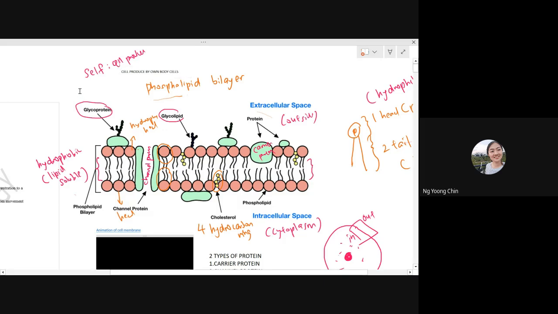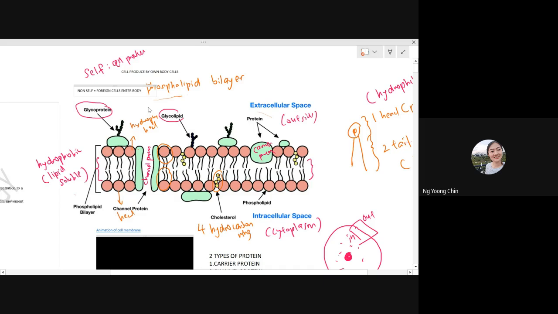What is meant by non-self cell? Non-self cells are not produced by your body, but are foreign cells that enter your body. It's not from your body cell. For example, pathogens, like viruses and bacteria, that enter your body. So every cell has what we call glycolipid and glycoproteins, acting like a marker, like the identification of the cell.